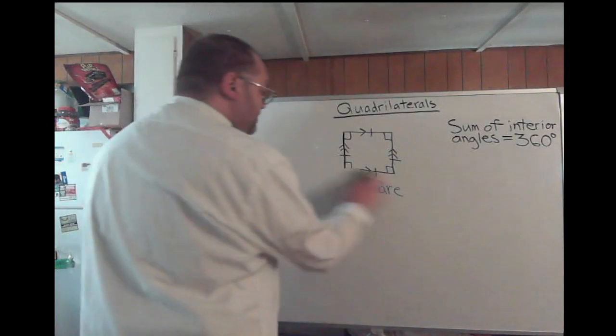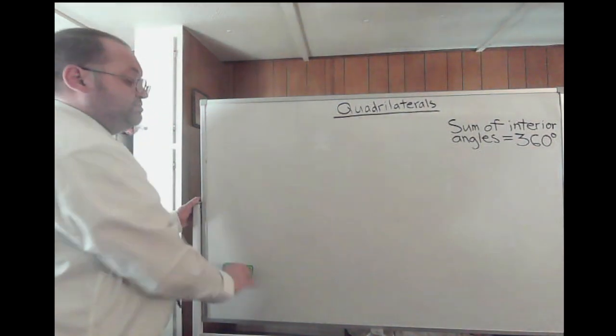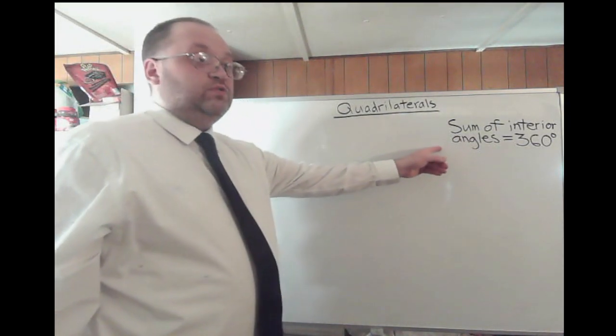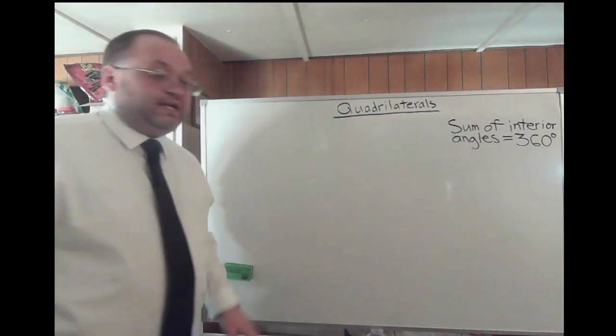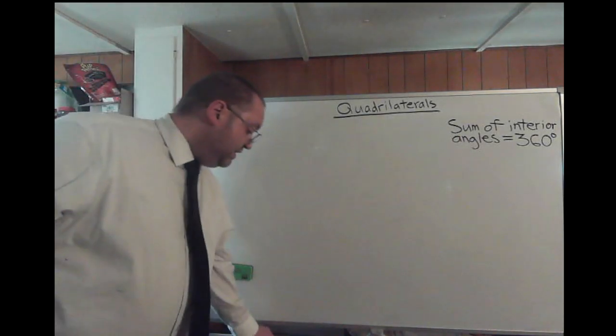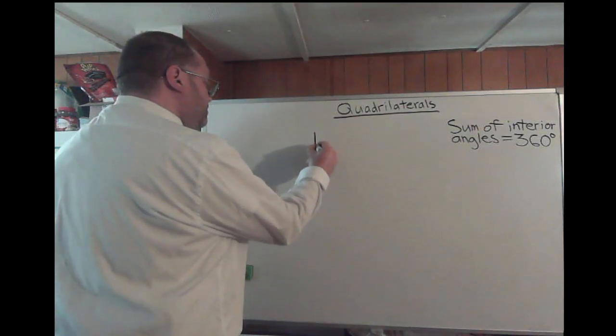So those are the special types of quadrilaterals, but for every quadrilateral, what stands true is the sum of the interior angles will always be 360. Now we are going to draw some quadrilaterals here. We're going to figure out the missing angle measures to start with.